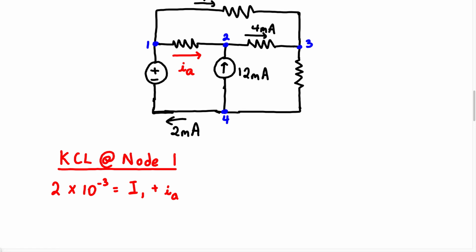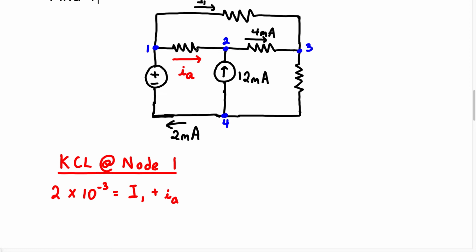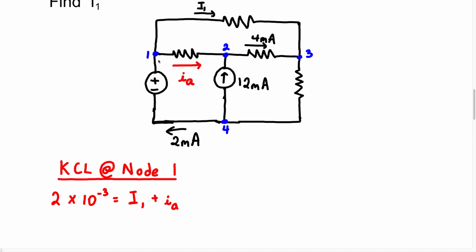Now when we look at this, we have an equation that has 2 unknowns. There is nothing we can do in this particular situation to find I1. Therefore, when you run into a problem like this, you're just going to have to start writing KCL at other nodes. Remember, I want to find the current I1, which is between node 1 and node 3. Because I already wrote the equation for node 1, I'm now going to write the equation for node 3. So I'm going to say KCL at node 3.